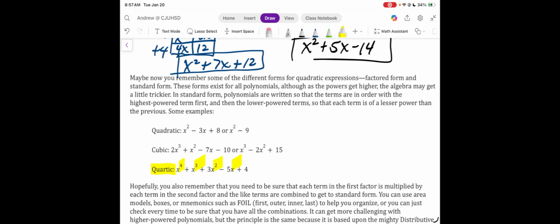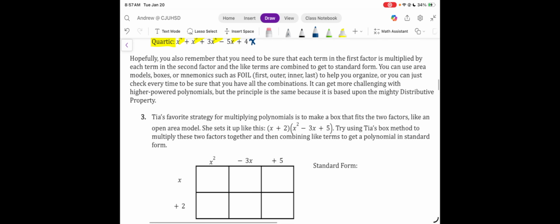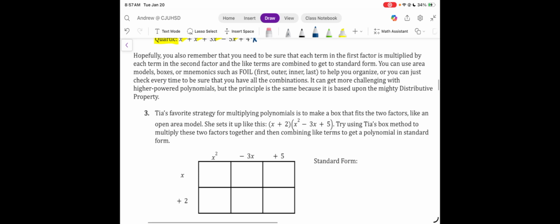And then finally, on 4, that's actually 0. You could think of that as x to the 0. So it does go 4, 3, 2, 1, 0. Hopefully, you also remember that you need to be sure that each term in the first factor is multiplied by each term in the second factor, and the like terms are combined to get standard form.